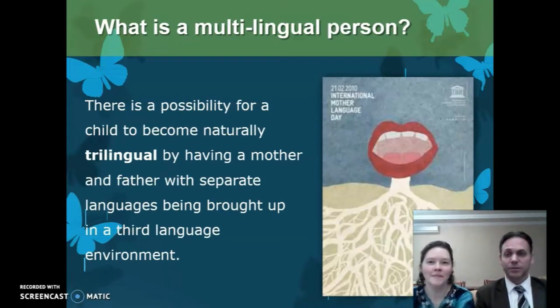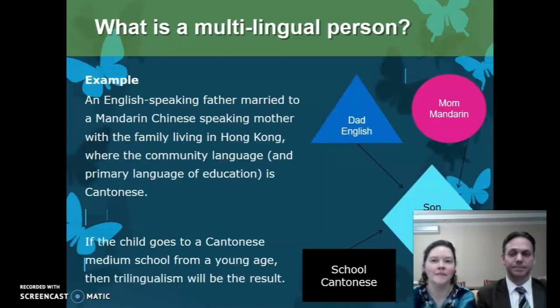There is a possibility for a child to become naturally trilingual by having a mother and father who speak separate languages, and being brought up in a third language environment. The example here is a dad who speaks English, a mom who speaks Mandarin, yet they are sending their son to a Cantonese school, and so the son is learning all three languages simultaneously. We have many international friends in similar situations here in Kazakhstan now, where they are raising their children trilingual.